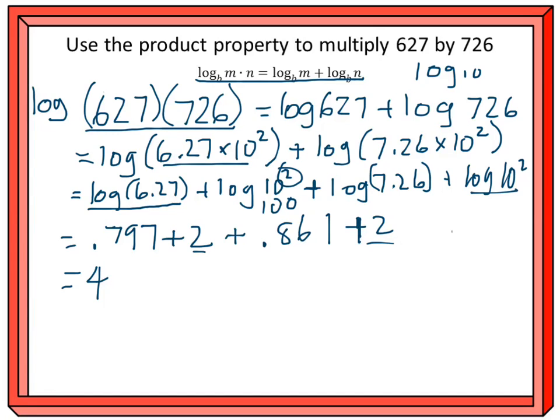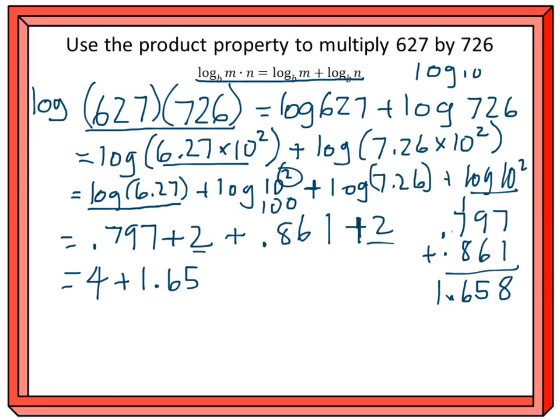Okay, anyway, so over here on the side, let's add 0.797 and 0.861. And I know a lot of you are freaking out about actual addition without a calculator, but you can do it. So 7 and 1 is 8, 9 and 6 is 15, carry the 1, and another 15 plus 1 is 16. So 1.658. Okay, and now just add that, and I get 5.658. Okay, now what do we do with that?